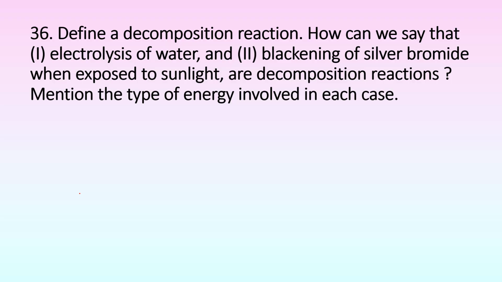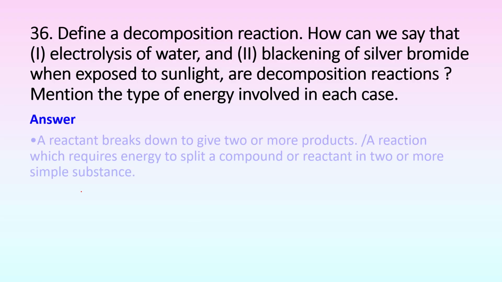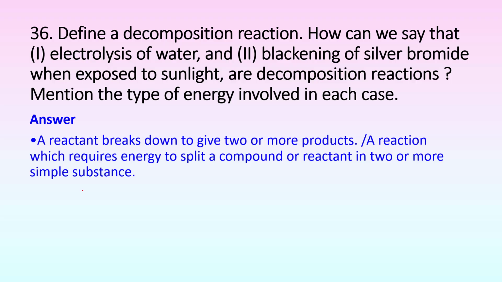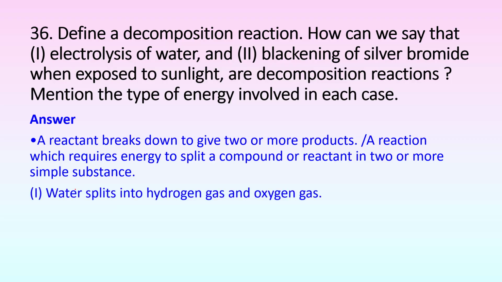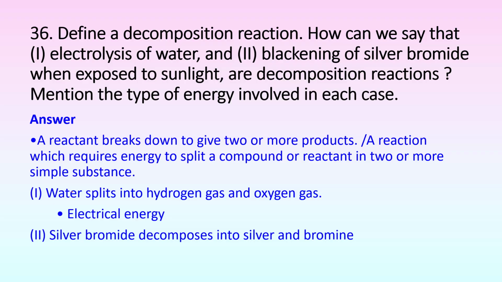Next, question number 36. Define a decomposition reaction. How can we say that electrolysis of water and blackening of silver bromide when exposed to sunlight are decomposition reactions? Mention the type of energy involved in each case. So a reactant breaks down to give 2 or more products; a reaction which requires energy to split a compound or reactant into 2 or more simple substances is called a decomposition reaction. Water splits into hydrogen gas and oxygen gas, this is an example of decomposition where electrical energy is used. And silver bromide decomposes into silver and bromine, this is an example of a decomposition reaction where light energy is used.